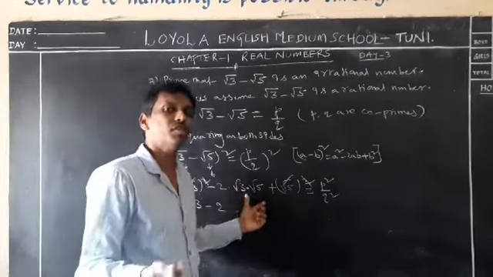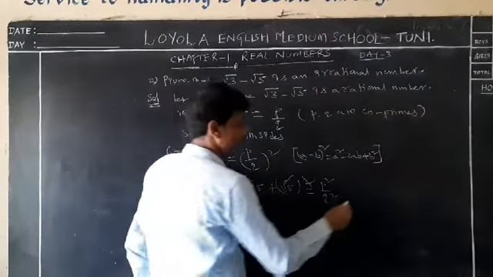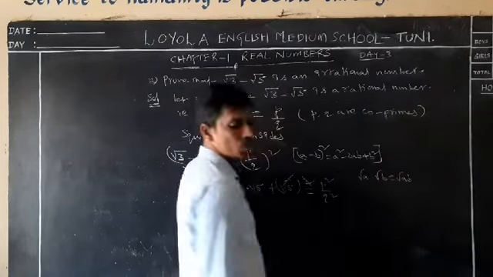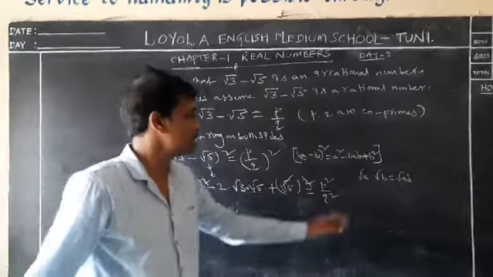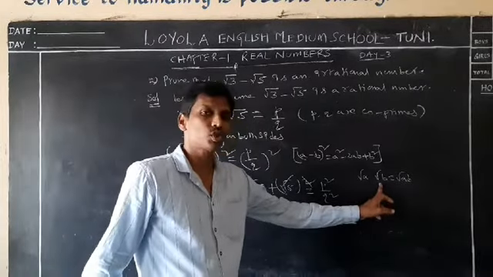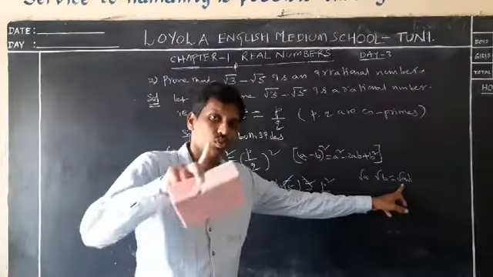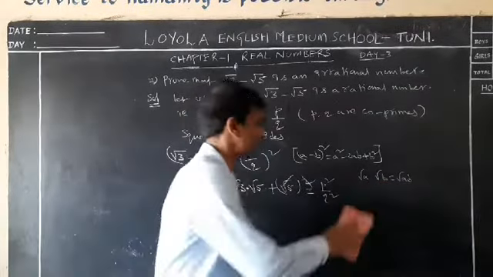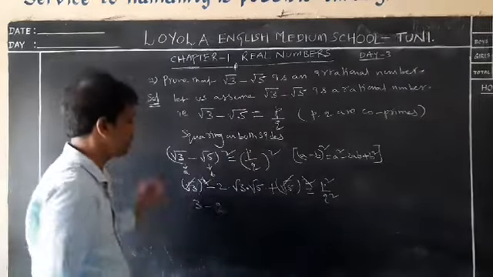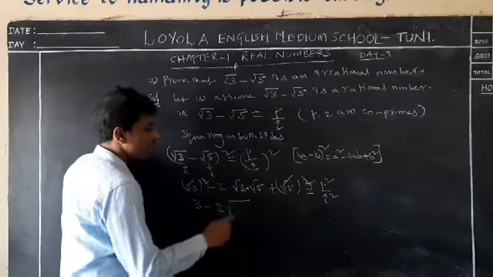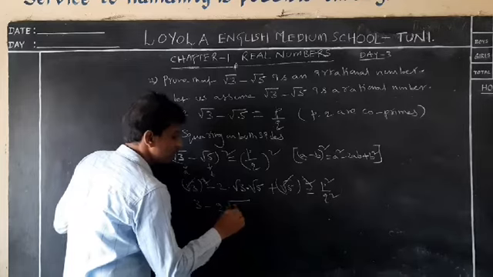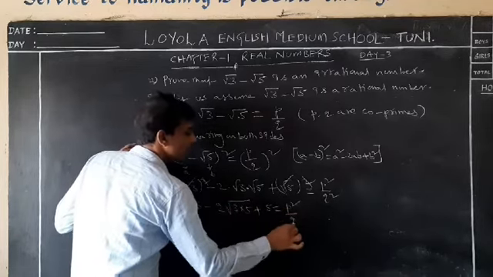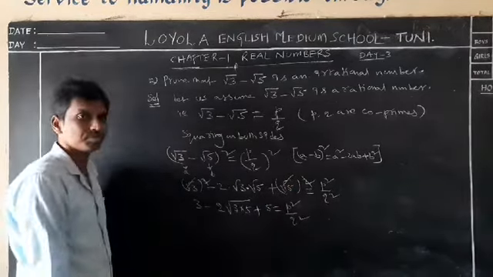We know the properties of irrational numbers. What are they? Root a into root b is equal to root of a b. That means instead of writing separate square roots, we may write it as only one square root, and we multiply these two terms in one square root. You will also do the same here. 2 times root of 3 into 5, plus 5 is equal to p square by q square.